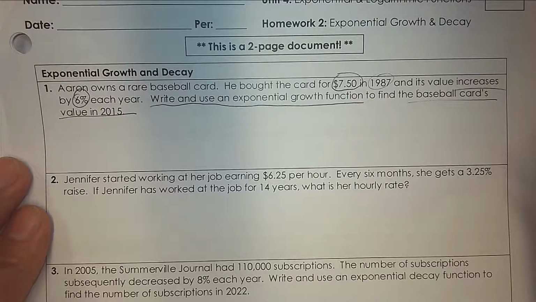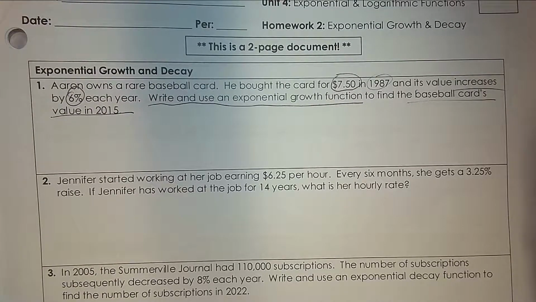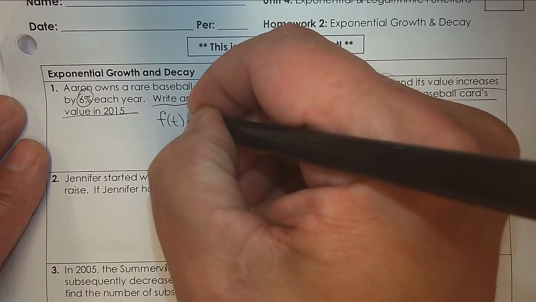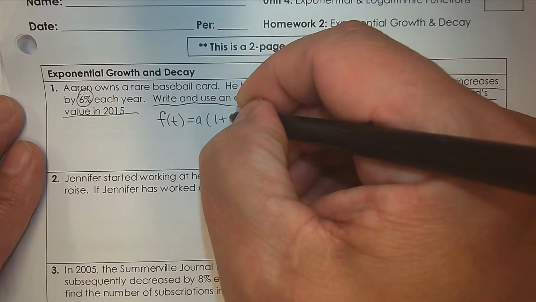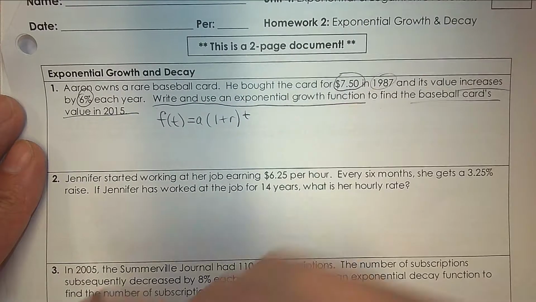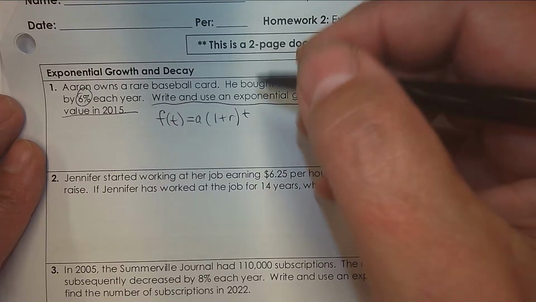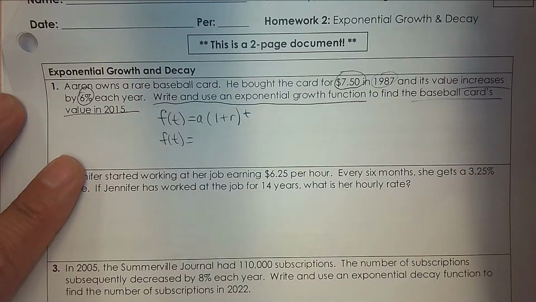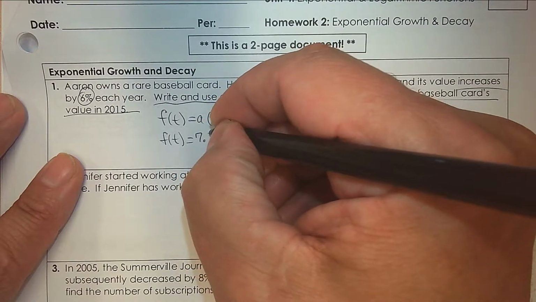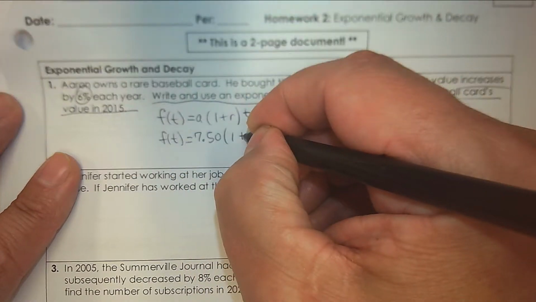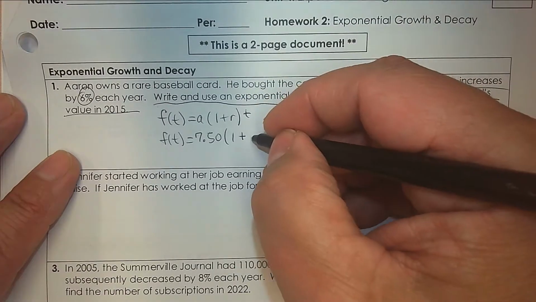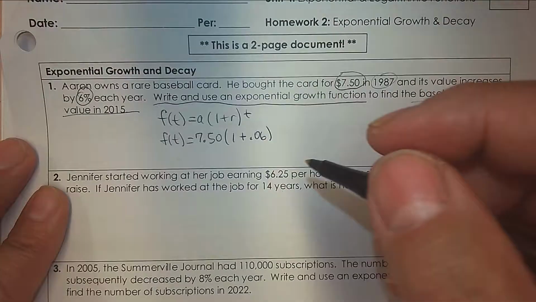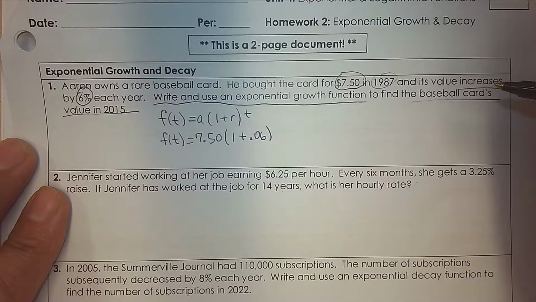So if it's an exponential growth function, it's going to follow this form, where A is the initial amount. So let's start there. The initial amount he bought it for was $7.50. R is the rate it's increasing by, which is 6% each year, but we need to write that as a decimal. And then T is how many years.